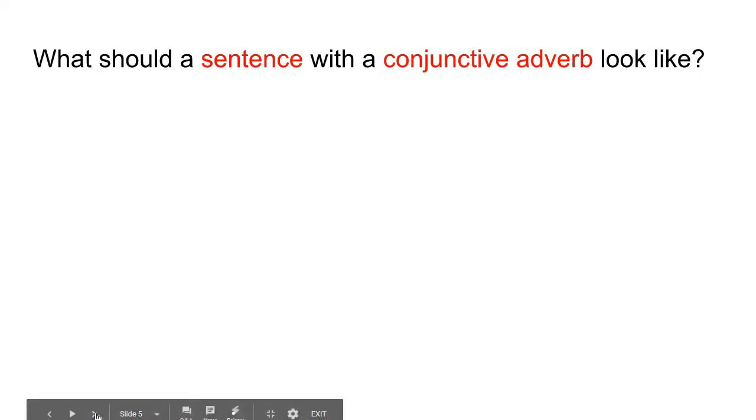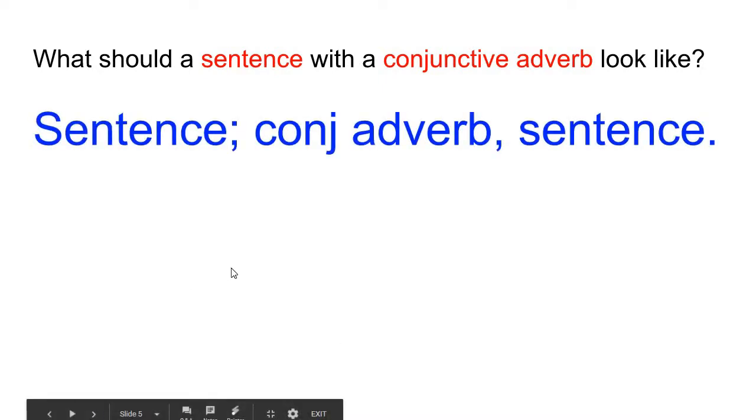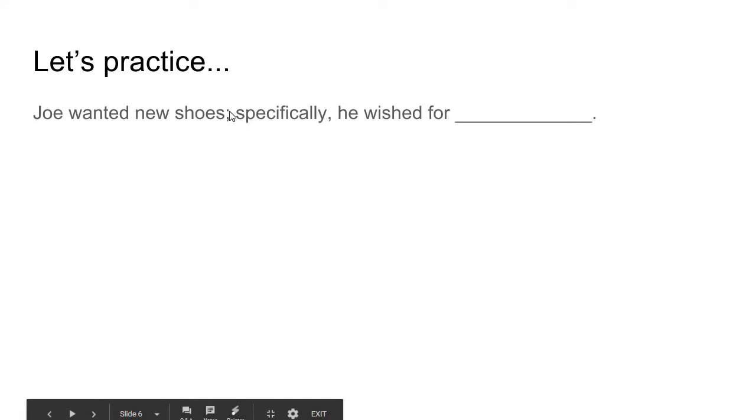So what should a sentence with a conjunctive adverb look like? It looks like the rest of our patterns, where we have a sentence, a semicolon, a conjunctive adverb, and by the way, that could be one word or it could be a little phrase, a comma, and another sentence. So let's practice. Joe wanted new shoes, semicolon, specifically, comma, so specifically is our conjunctive adverb. He wished for, and then you can fill in the blank. Joe wanted new shoes; specifically, he wished for Jordans, or he wished for Chuck Taylors.